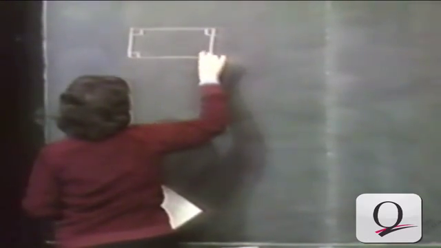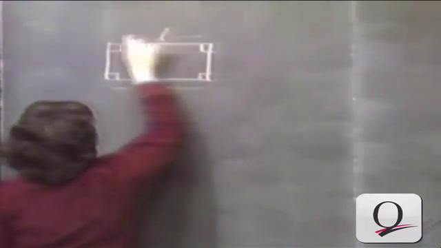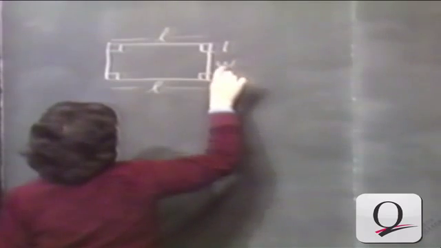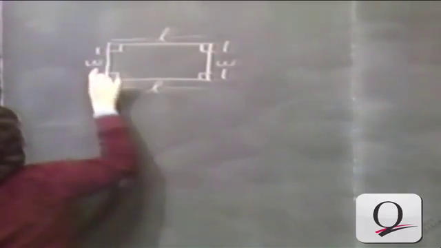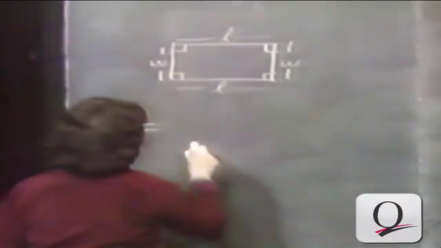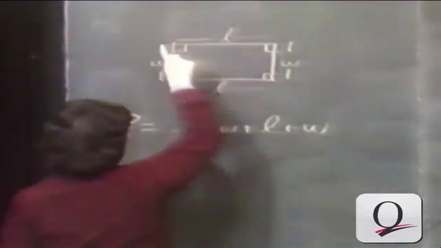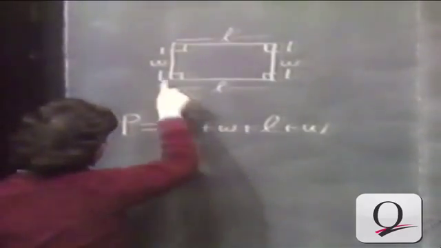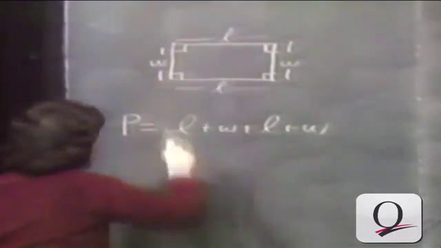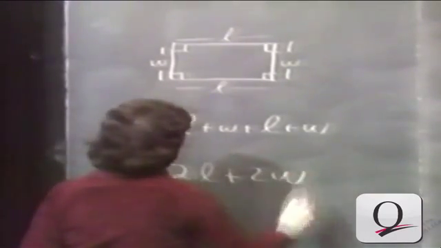We have four right angles in here. And if we designate the length by L and the width by W, the perimeter, let's say P, the perimeter of the rectangle, the perimeter being the distance around, is L plus W plus L plus W, or P is equal to 2L plus 2W.